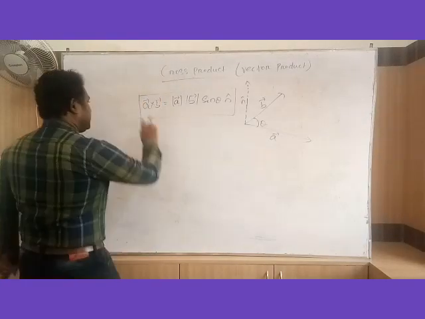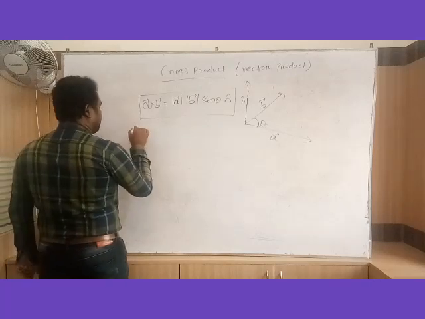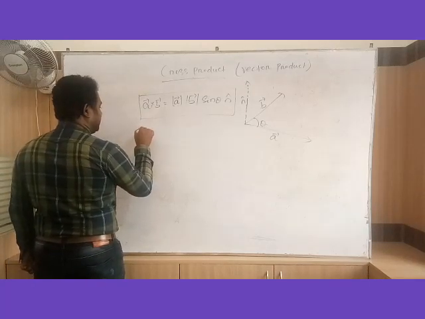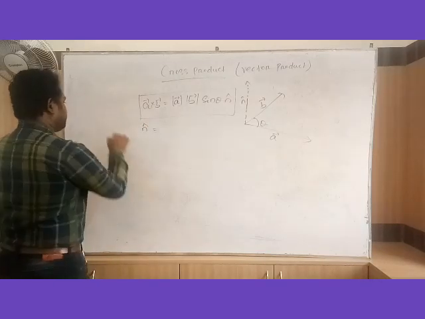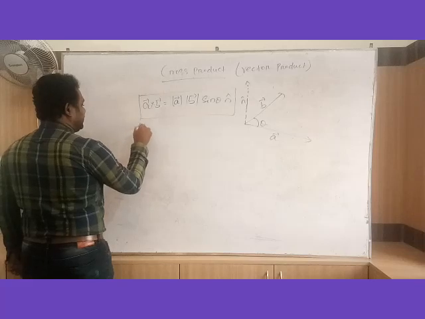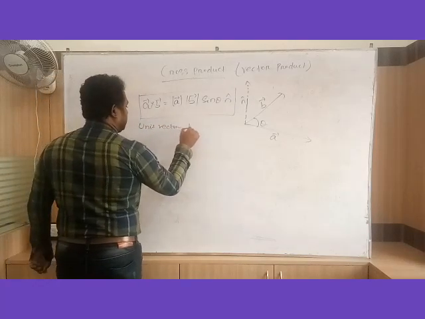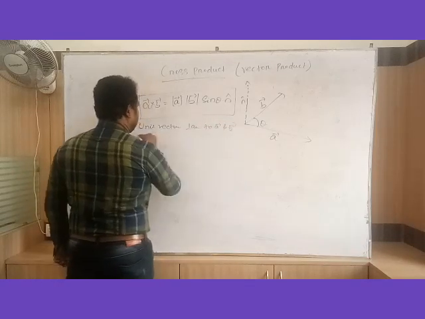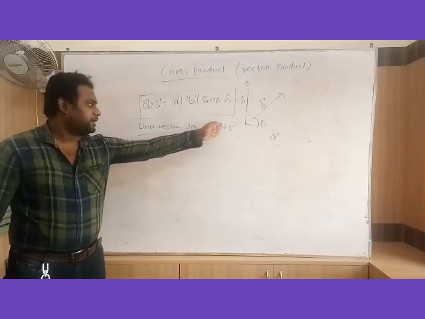Now from this formula we have to derive another formula: the unit vector, the value of n cap. Let this be the heading: unit vector perpendicular to A vector and B vector.